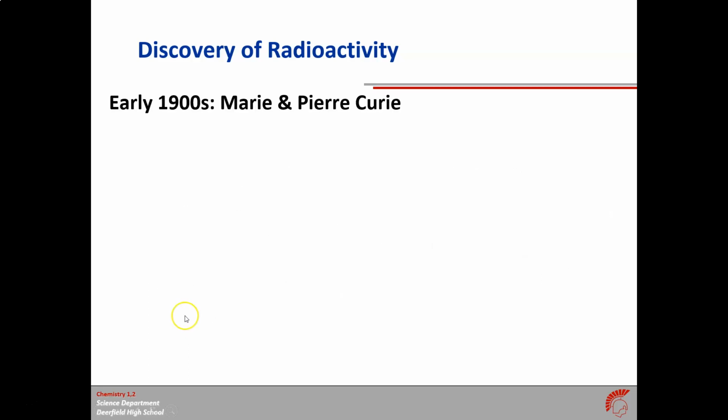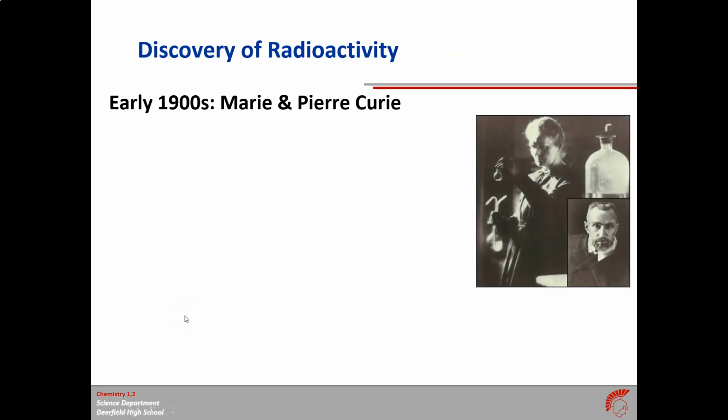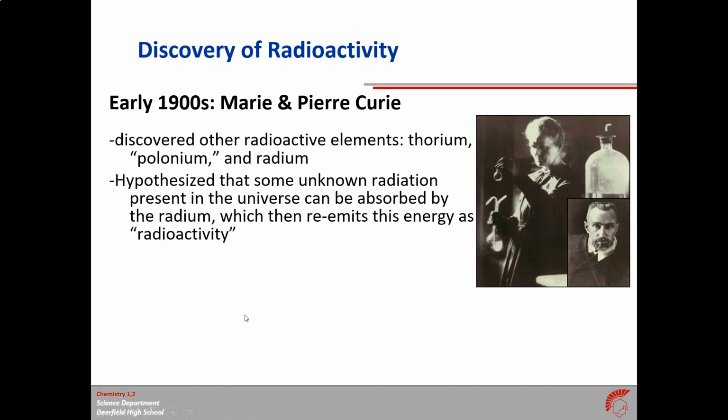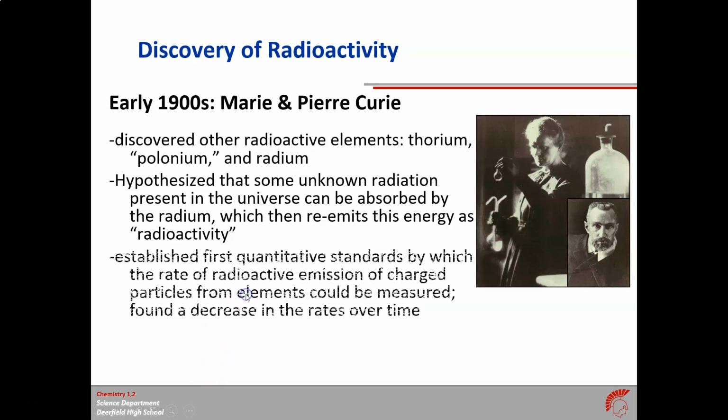We've got a few other people to credit with our knowledge of radioactivity. I can't go without mentioning Marie Curie. She's one of the few women who we hear about in this field. She and her husband are credited for discovering quite a few radioactive elements, thorium, polonium, and radium, among others. They hypothesized that some unknown radiation is present in the nucleus and can be absorbed by the element and then re-emitted as energy, which is called radioactivity. Not quite right, but that's what they were hypothesizing. They were the first to start measuring things and establishing standards and so forth.